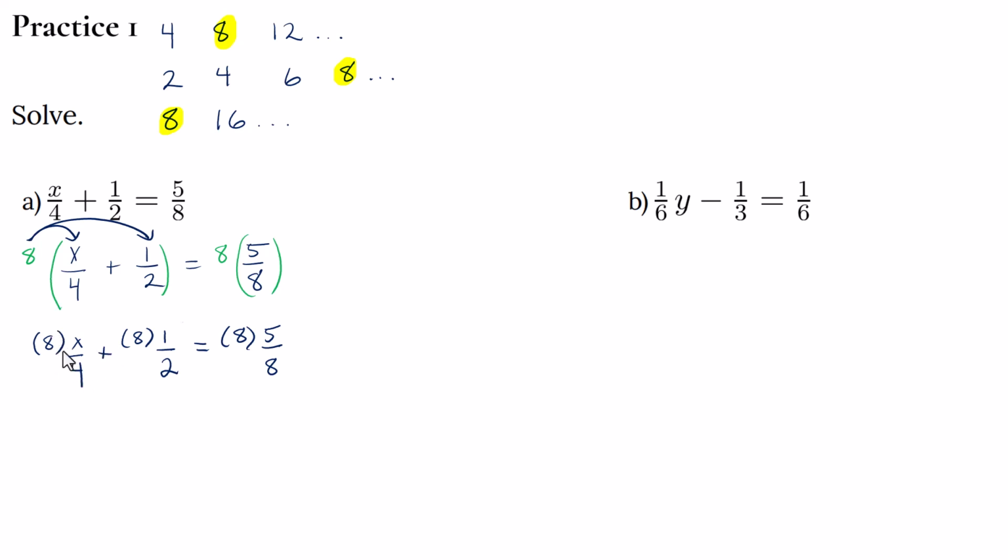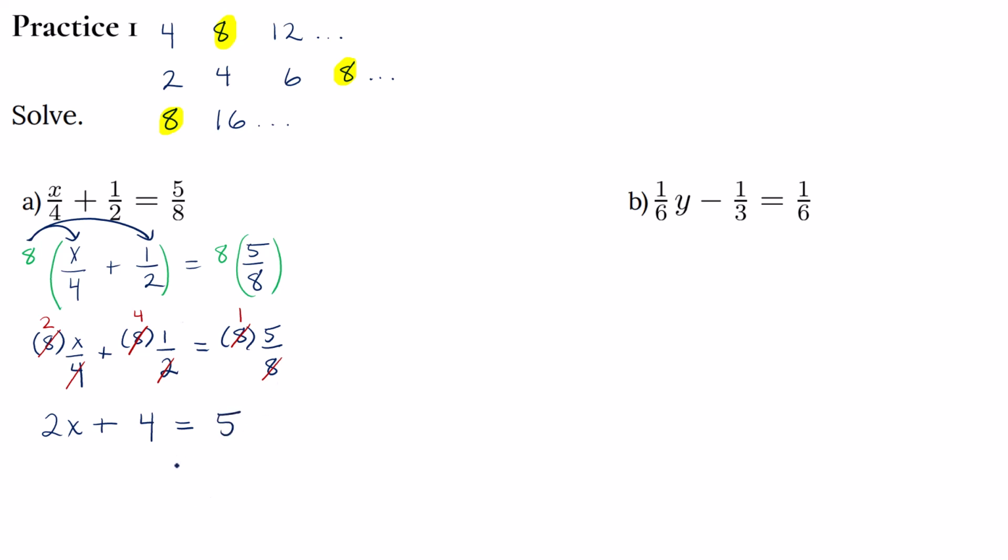So if we go ahead and look at this equation and start simplifying, you'll see 8 divided by 4 is equal to 2. 8 divided by 2 is going to simplify to 4, and 8 divided by 8 is going to simplify to 1. So now if we go ahead and simplify this, you'll see we end up with a much simpler equation to work with. With this first term here, we're left with 2 multiplied by x plus 4 multiplied by 1, which just becomes 4, and 1 multiplied by 5, which just becomes 5.